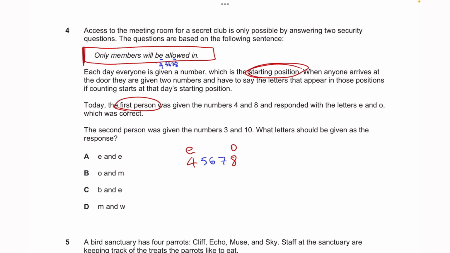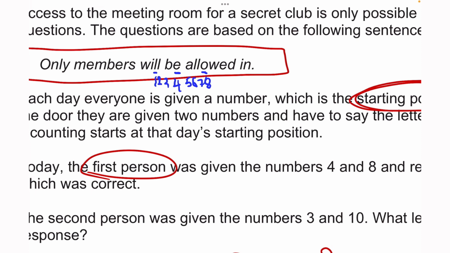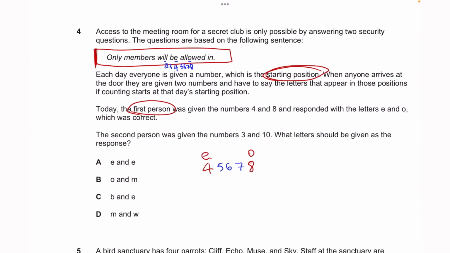And so if we go back, we've got 3, 2, 1, we know our number 1 is that first L there. So we can see that 1, 2, 3. So if we look a bit more closely, this one's 1, 2, 3, 4, 5, 6, 7, 8. Now, once we've identified the grounds for this question, we're now looking at the main question here, which is the second person was given the numbers 3 and 10. So 3 and 10, what letters should be given as the response?